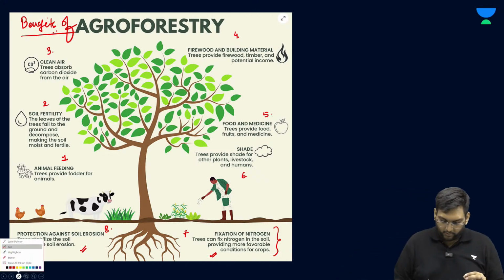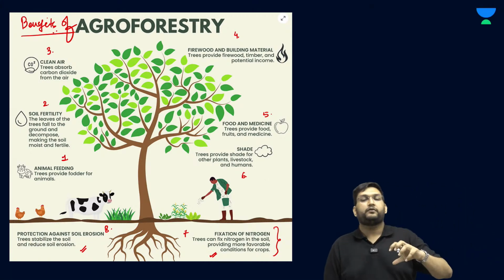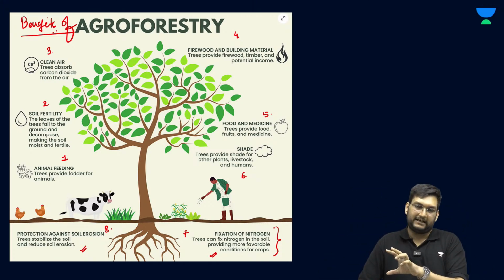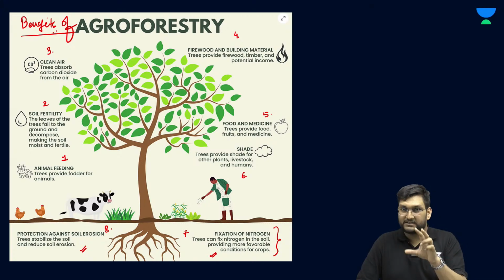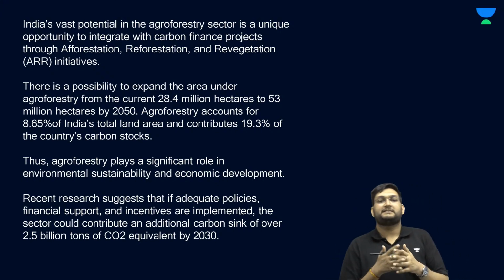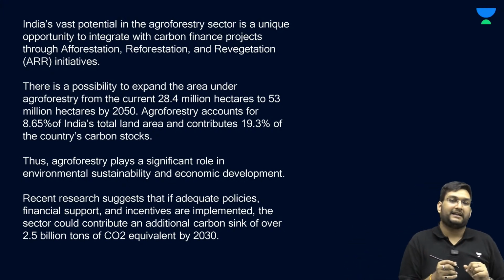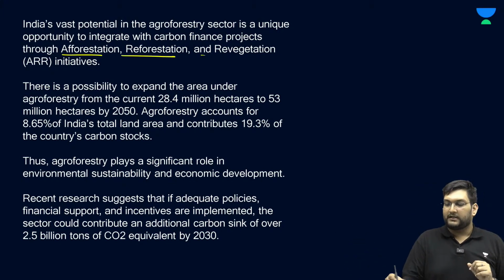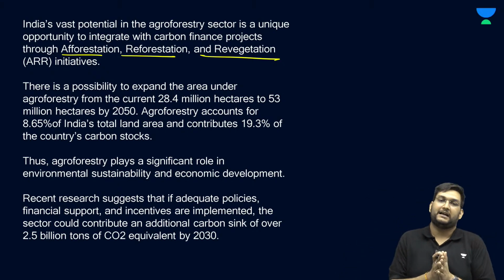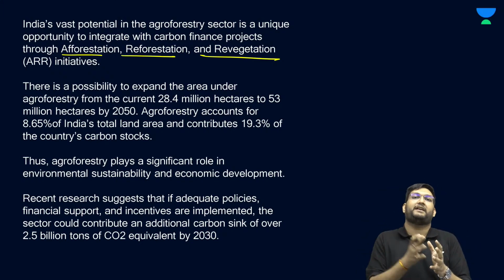Now, the topic or the article is not about agroforestry itself, it is about agroforestry and climate finance. It gives a lot of interesting data about how agroforestry can be a game changer for India itself, and it argues that the agroforestry sector is a very important space in which ARR can happen, which is afforestation, reforestation and revegetation, called ARR initiatives. Under ARR, you can add a lot of carbon credit, and the carbon finance concept comes through.